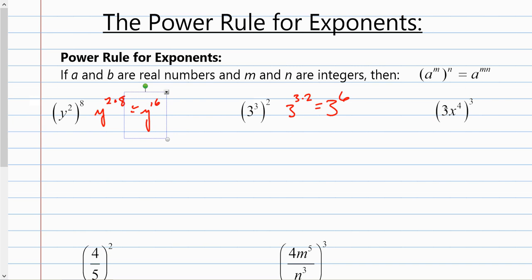Switching colors, 3x to the 4th all to the 3rd power. This exponent is going to distribute to both exponents inside my parentheses. And to make sure I know what's happening, I'm going to put the exponent on the 3 that's actually there. It's actually a 1. So this turns into 3 to the 3rd times x to the 4 times 3. 3 to the 3rd is 27. X to the 4 times 3 gives me an x to the 12th.